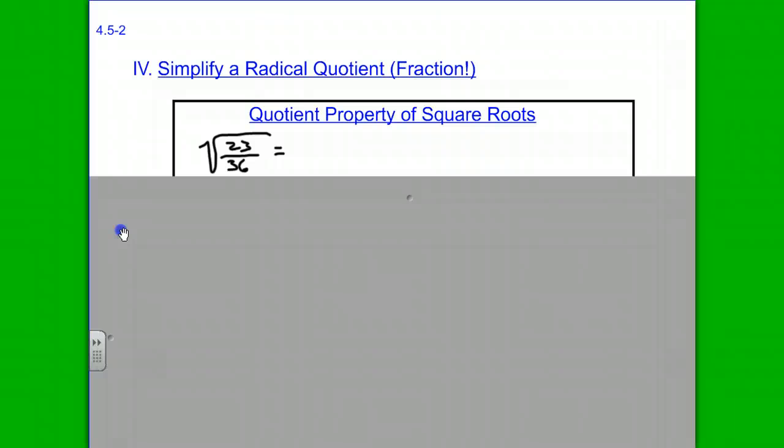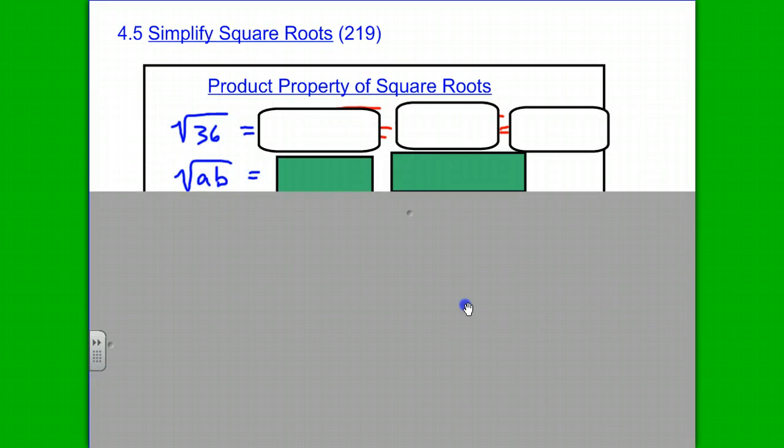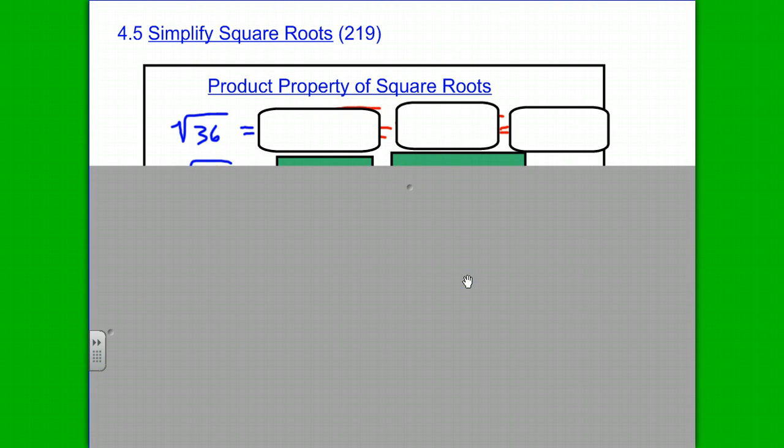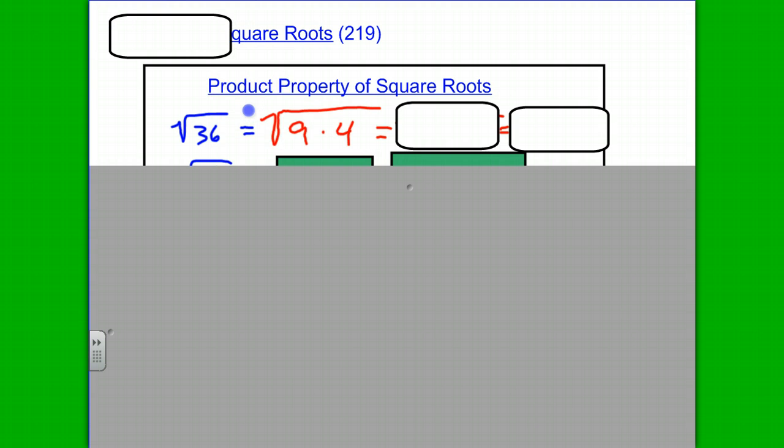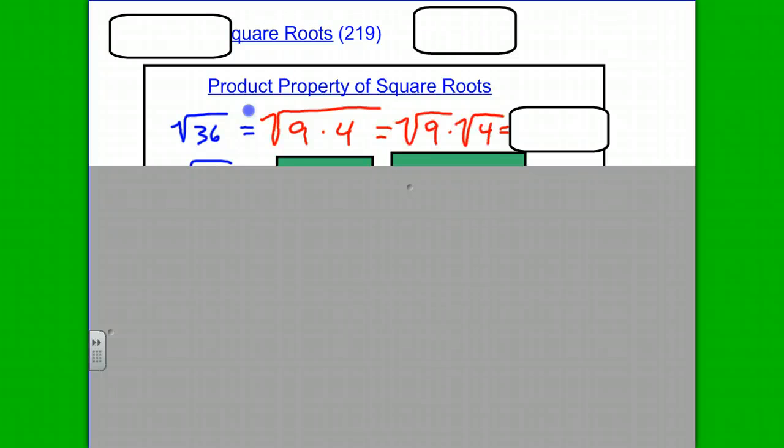So, just like yesterday, let me go to what we did yesterday and you can see. We took the square root of 36, remember? And we wrote it expanding it, really. We said the square root of 36 could be the square root of 9 times 4, which are factors of 36. And then look at that, we separated the factors into their own radicals. But the operation was still multiplication between them. And we said these are all equal, okay? We can do the same thing with our quotient.